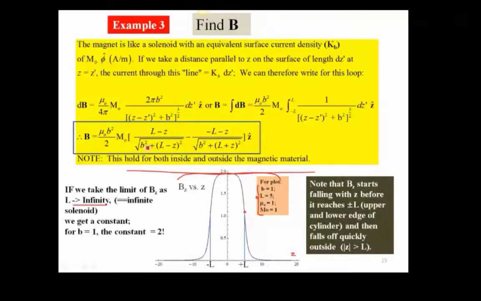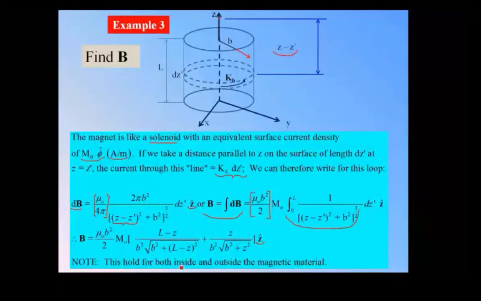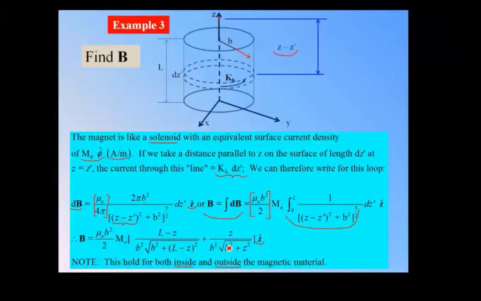Prove me wrong, take this and plot it for different values of L, and you'll be able to see what that field looks like. The way we've done this problem, this will hold up for both inside and outside of the magnetic material. So we get the whole answer immediately.